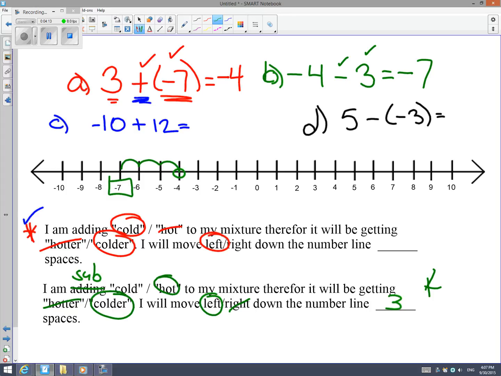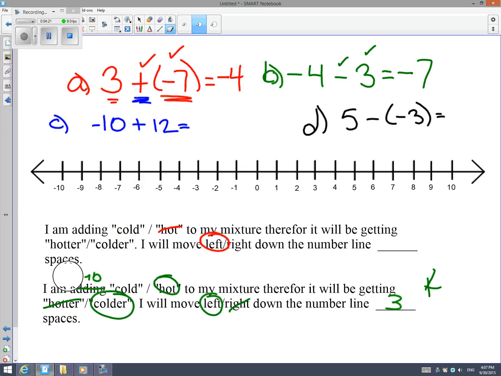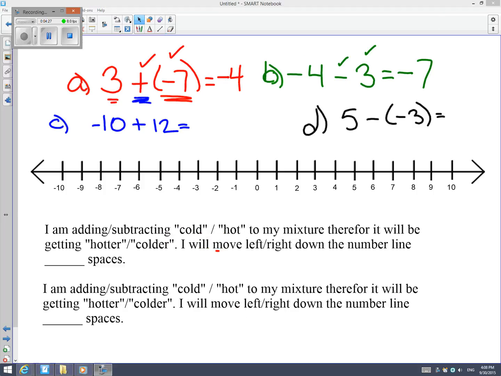There's your first 2 done. All right, let me erase this just so it's not so scattered or cluttered up here. There we go. Okay, now we're going to do this question in blue.